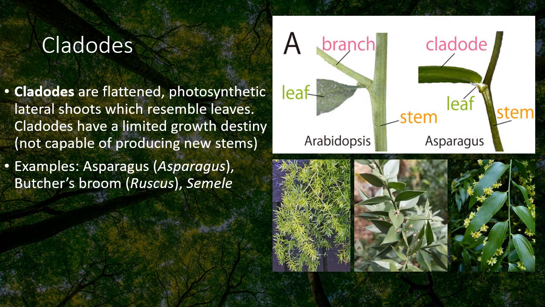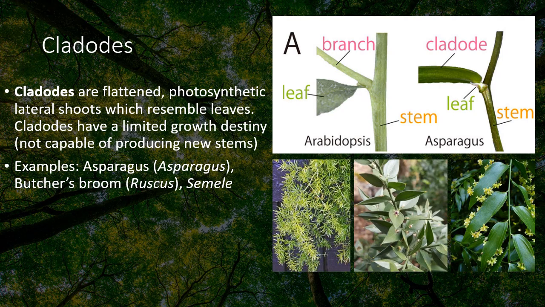Ooh, cladodes are one of the most unusual types of modified shoots. I want you to begin by looking at this shoot of Arabidopsis compared to a shoot of an asparagus. When you look at the Arabidopsis, we see our typical normal stem anatomy. We've got our primary shoot, we have a node, the node has a leaf, and just above the leaf in the axil, we have an axillary bud, and that axillary bud has developed into a branch or a lateral shoot.